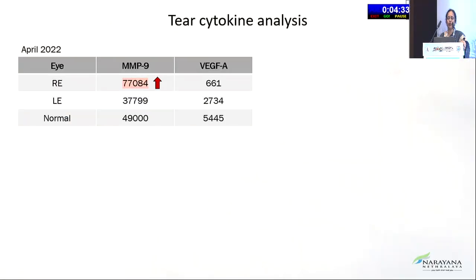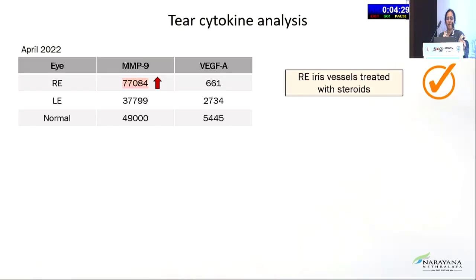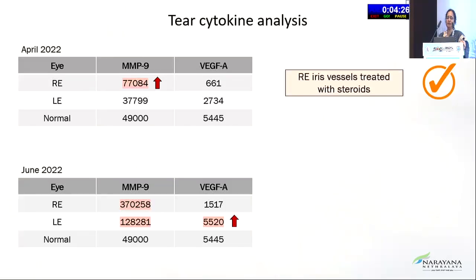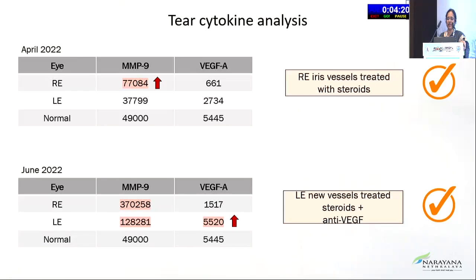When we did a tear cytokine analysis, we noticed increased MMP9 in the iris vessels treated with steroids. In June 2022, we also noticed increased VEGF levels. At that point of time, in addition to the steroids, we also used an anti-VEGF agent in this patient.